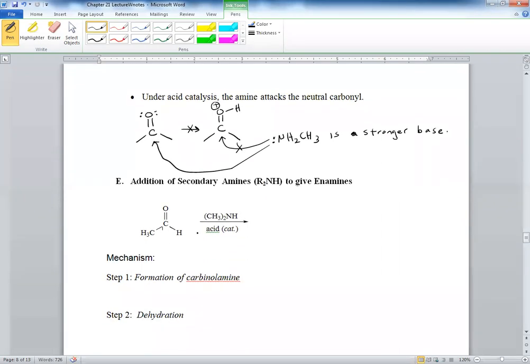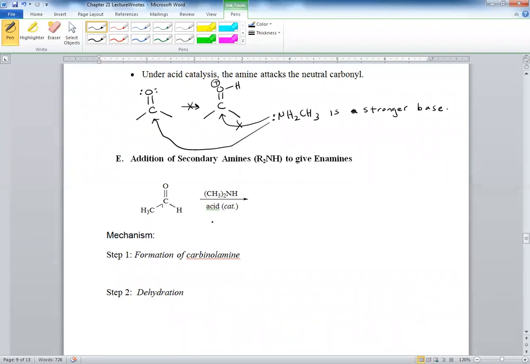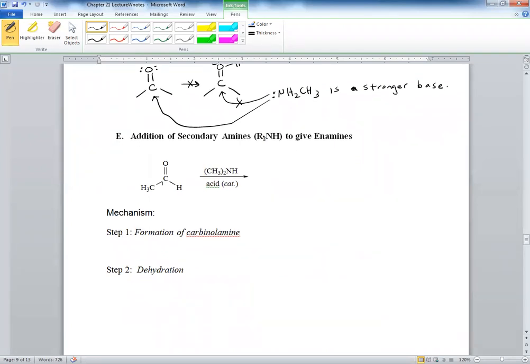Very well. So let's go now to the addition of secondary amines. Notice we have two R groups. So in this case, you have two methyl groups attached to the end. So that's a secondary amine. And we call these enamines. Enamines are the name of the products. And the products you make look slightly different. Here's how they look.